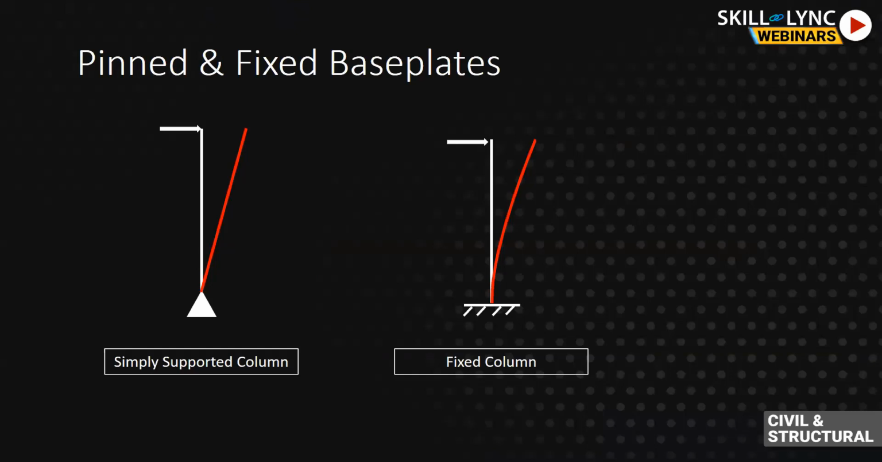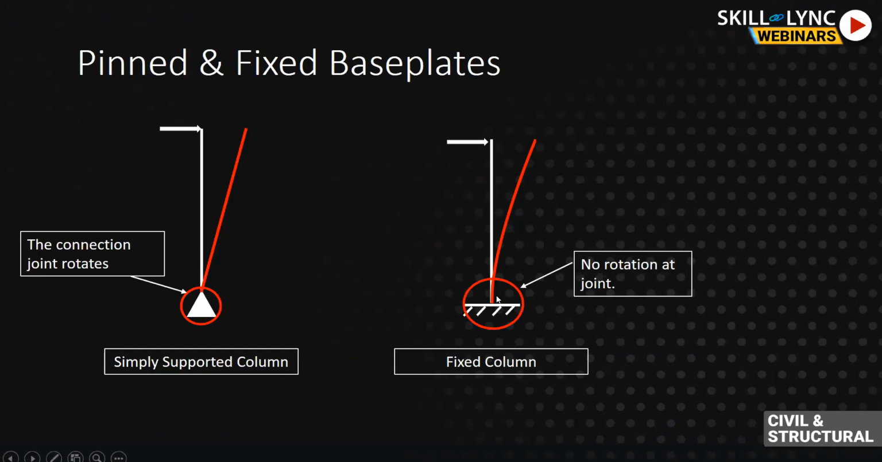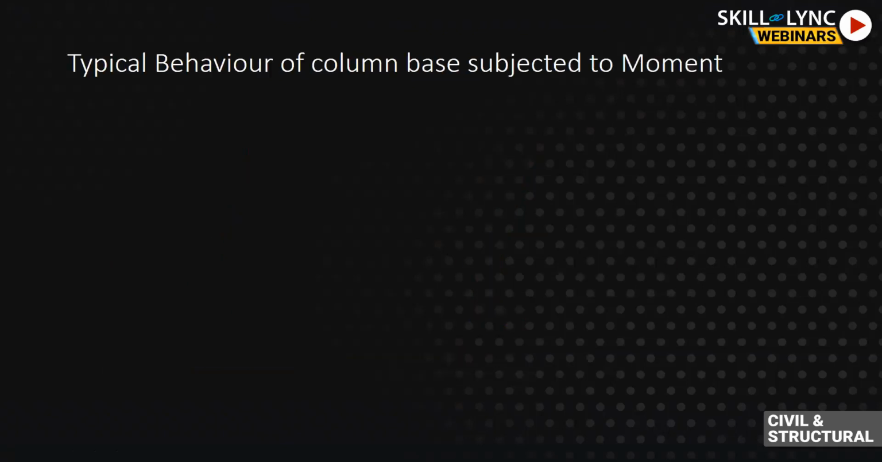Again, note that in line with the shear and moment connections which we observed before, there is joint rotation at the simply supported column, and there is no joint rotation at the fixed column. So the deflected shape starts becoming prominent at a certain distance away from the connection joint. Now, as we have seen the behavior of the simply supported column and the fixed column, let us see the typical behavior of a column base when it is subjected to a moment.